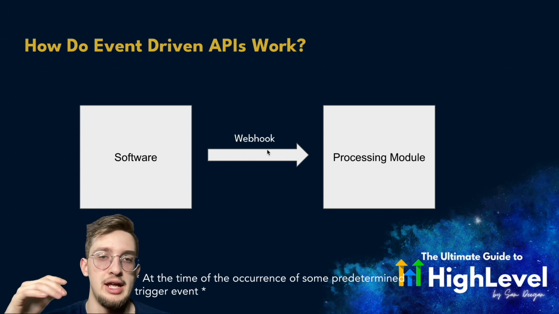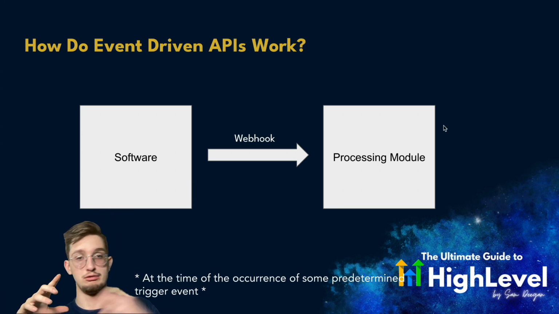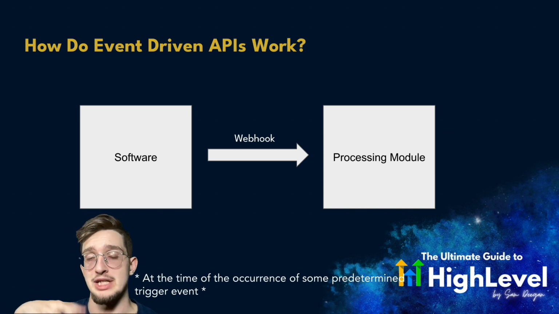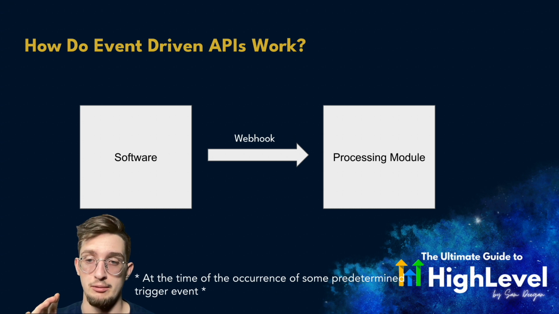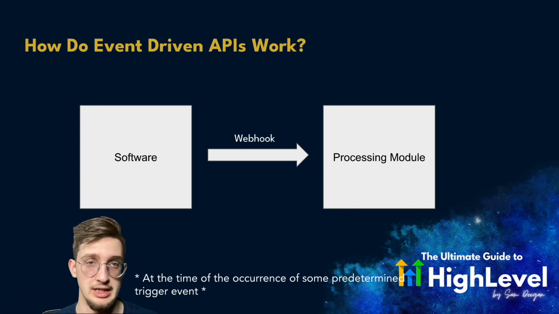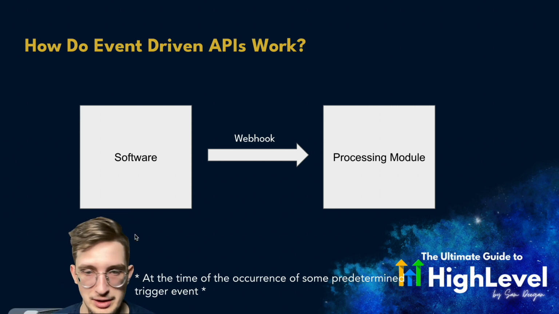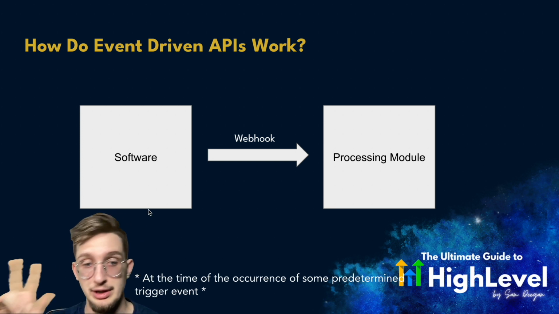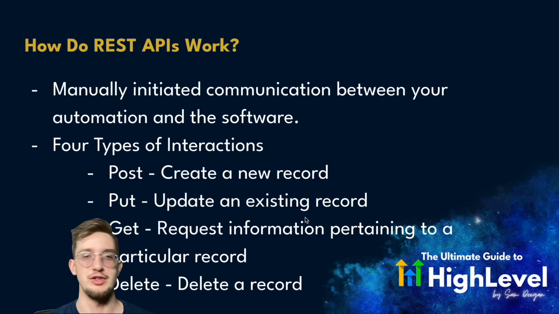If we were using Zapier, which is a processing module, the webhook will ultimately get sent to the processing module. The webhook's information will contain all the contact information related to the particular record in HighLevel, the person in HighLevel who actually replied in this instance. It says down here, at the time of the occurrence of some predetermined trigger event. As I said before, that trigger event is a customer replying. Hopefully that was not too confusing.